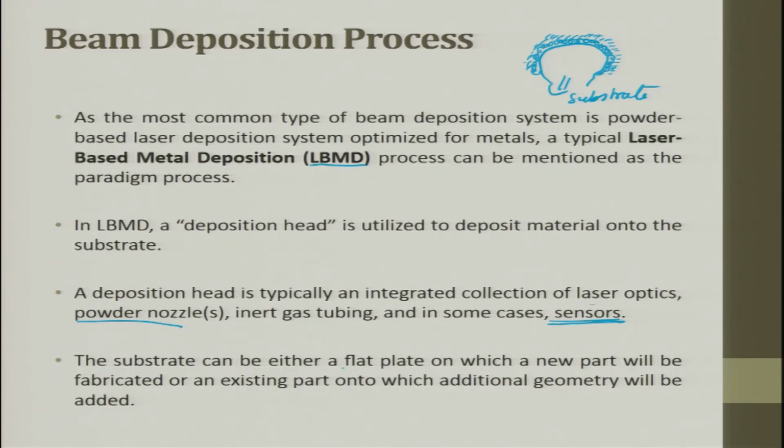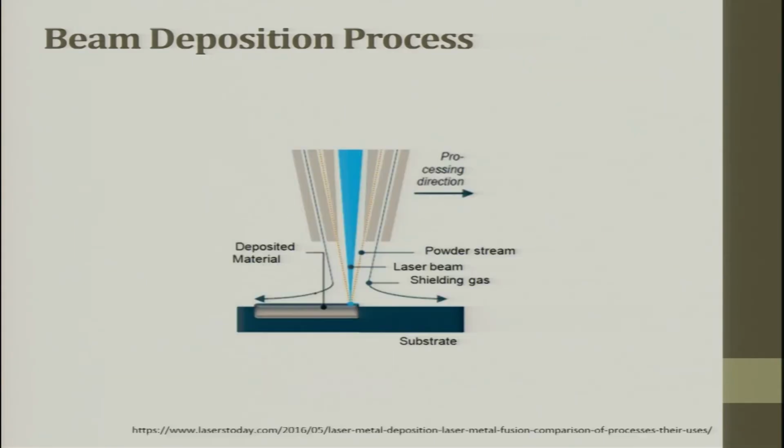The substrates can either be flat plates, or a new part will be fabricated, or an existing part on which the additional geometry will be added. So, this is what I said here. You can see here one material, you can see the second material. You can see two different materials. So, you can have functionally graded materials there. So, it is used for laser cladding or laser deposition. So, the figure clearly says this is a substrate, here it is flat and then you have a deposited material.